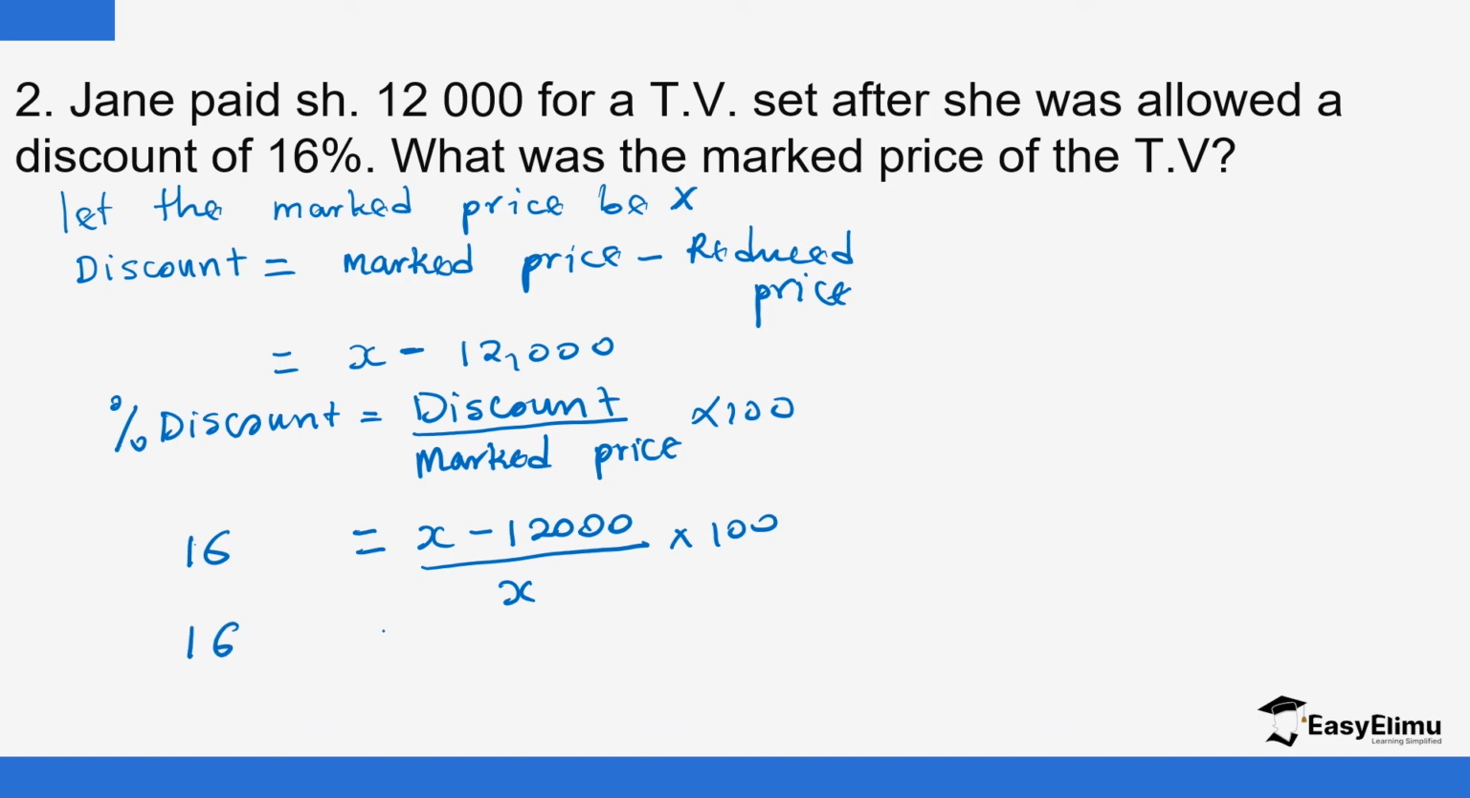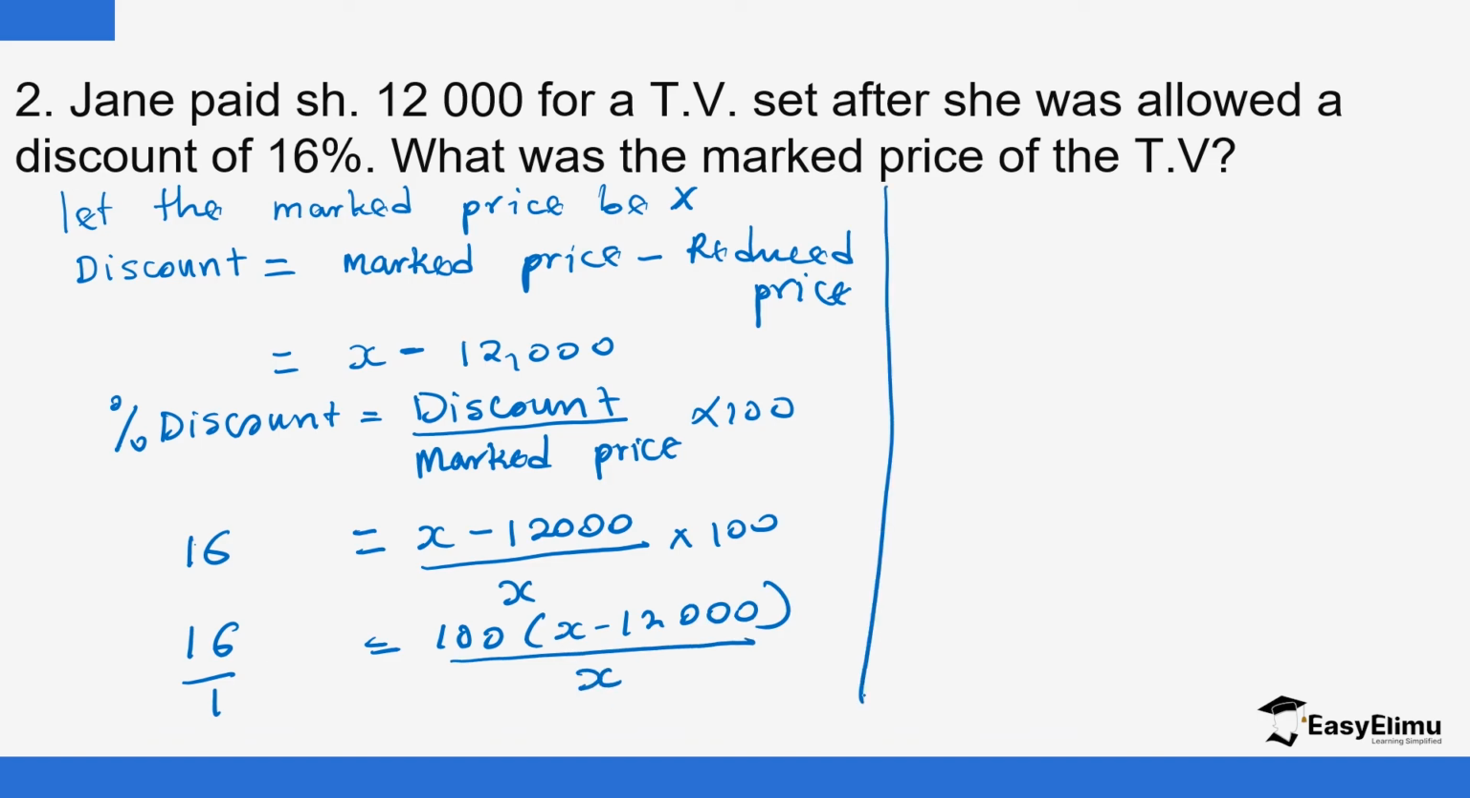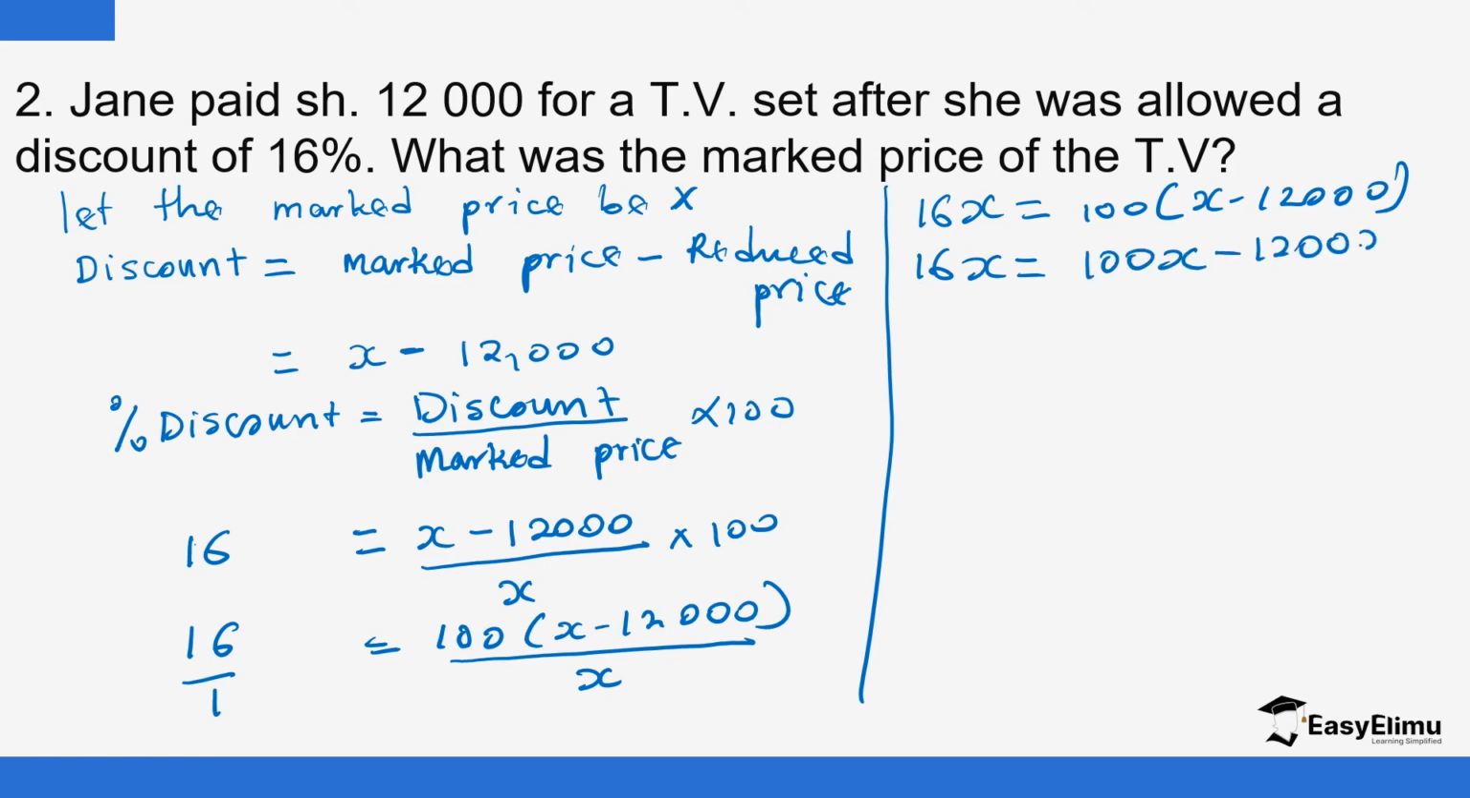So we have now 16 over 1. The other side becomes 100. You just take 100 multiplied by the numerator here. So X minus 12,000 over X. From here now you can cross multiply. So X by 16, this is 16x, and 1 by 100, that is 100 into X minus 12,000. So you open up the bracket, 16x is equal to 100x minus 12,000.